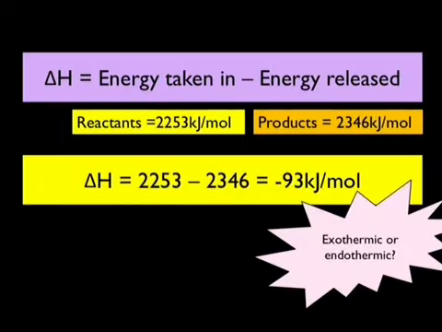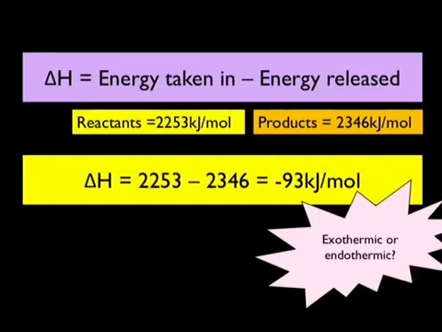So, for your answer, you should have found that in order to break the bonds in the reactants, those 3H2 and the N2, you had a value of 2,253 kilojoules per mole. In order to form the bonds in the products, the ammonia, we should have found that you had 2,346 kilojoules per mole. To work out your energy change, your delta H, you do your energy taken in minus your energy released. This will be 2,253 minus 2,346, which is equal to minus 93 kilojoules per mole.